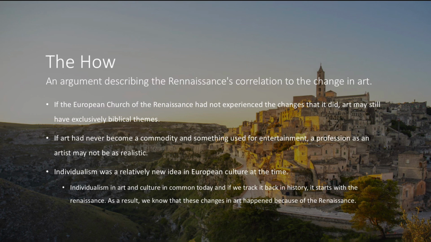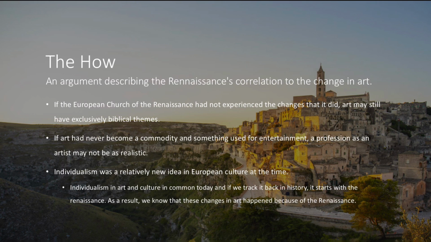If art had never become a commodity at the time of the Renaissance, and something used for entertainment and other purposes, a profession as an artist may not be as realistic today. Art may still be something not valued in the rich world. An artist may not be somebody that's famous, that gets paid a lot for their work, that accepts commissions. And if you trace all the way back to that time, you can see that's where it started, so you know it made an impact.